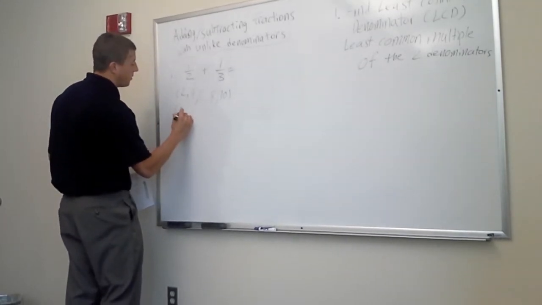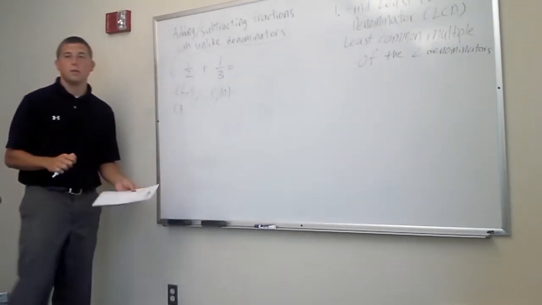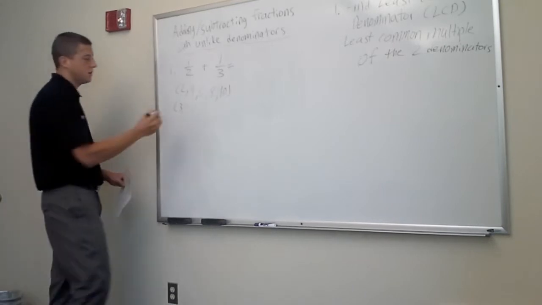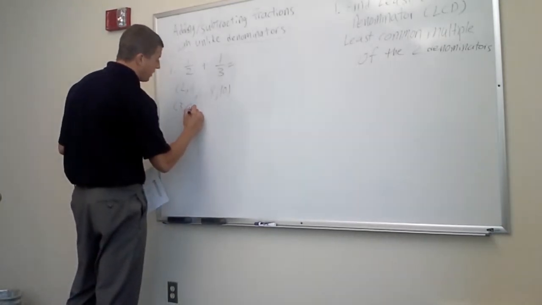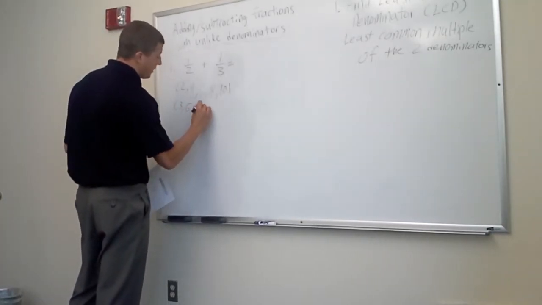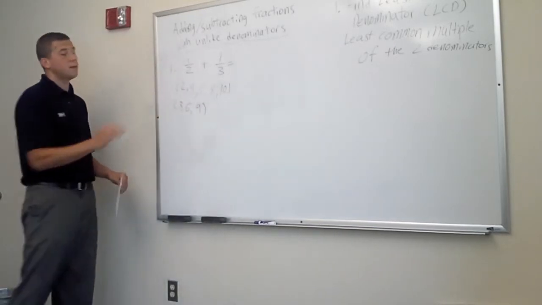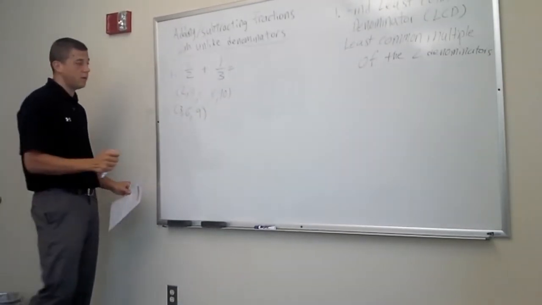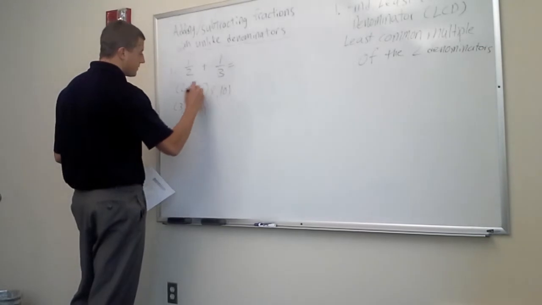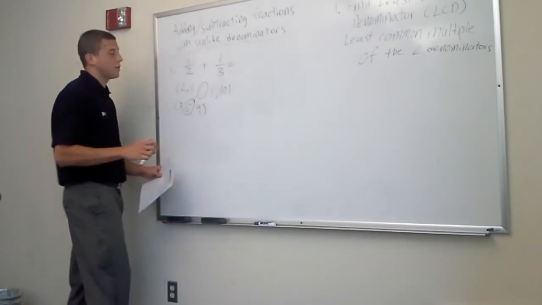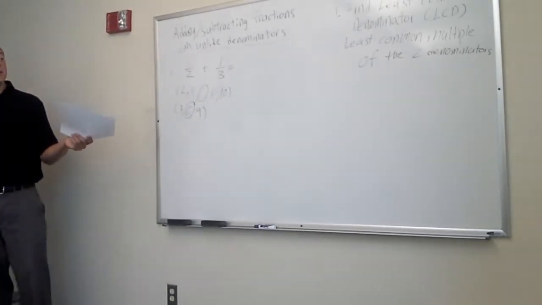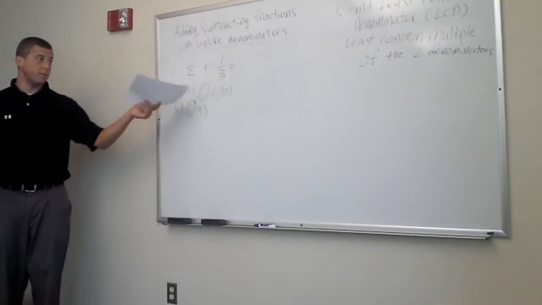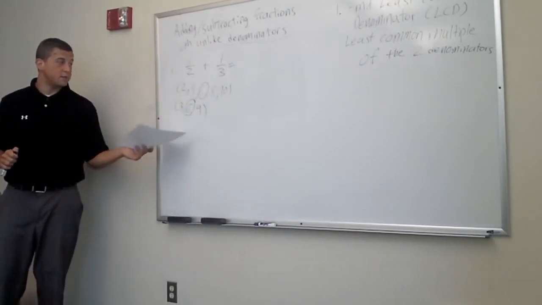Now let's do the same thing for 3. We have 3, and then what's the next multiple of 3? 6. Good. One more? Okay, 9. So now when we look at our two lists of multiples, do we have one in common? Yeah, we have 6, right? So now we know that our least common denominator, or least common multiple of the two denominators, is 6.